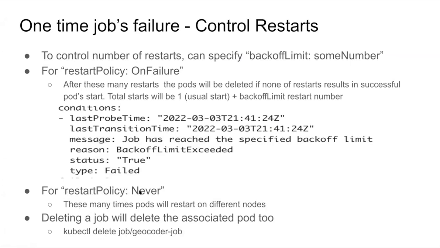So for restart policy Never, the pod will start on different nodes, whichever nodes are available, because on Never new pods get created, and wherever the scheduler decides, that is where it will start. So there's no guarantee that the pod will be started on the same node. Now we discuss the difference between OnFailure and Never. To control the number of restarts, we can specify the backoff limit. It works for Never also; with Never also we can specify the backoff limit.